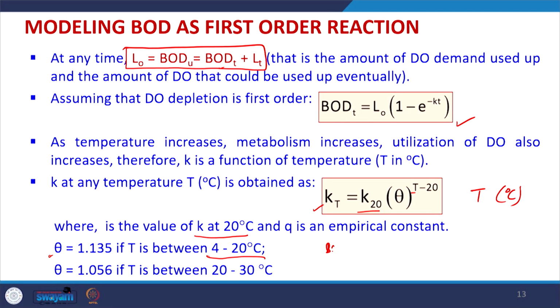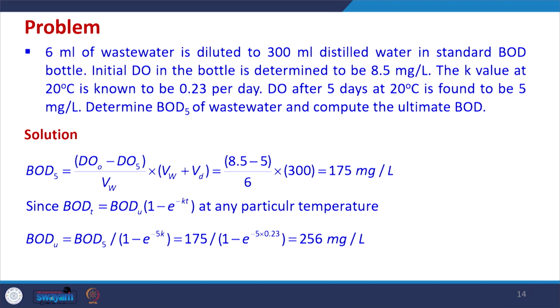Now, for simplicity, another trick we can use is that we can always remember the BODT at any temperature is a function of L0 times 1 minus e raised to minus K at the temperature, whatever temperature it is being measured, into time. So, this is a good formula to remember, where KT is equal to this. Through this formula the T term is also coming, where T is the temperature at which the K value has been determined. We will try to solve some questions so as to further understand how to go ahead in determining the BOD values. The 6 ml of wastewater is diluted to 300 ml of distilled water in a standard 300 ml BOD bottle.